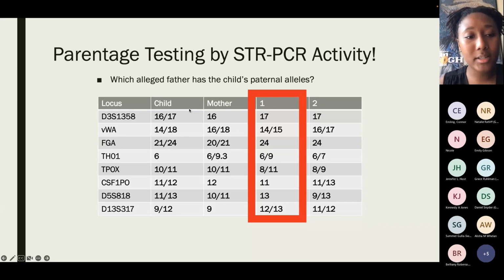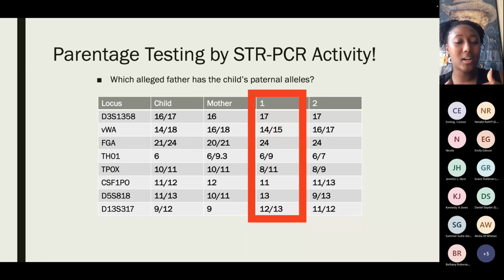If we move on down to another locus here, father 1 has 14, 15, father 2 has 16, 17. We have 16, 18 from the mother. So the child had to have gotten 18 from the mother. So we're trying to figure out where they got allele 14 from. And automatically looking at the second line here, we can see that they could have only gotten 14 from father number 1.